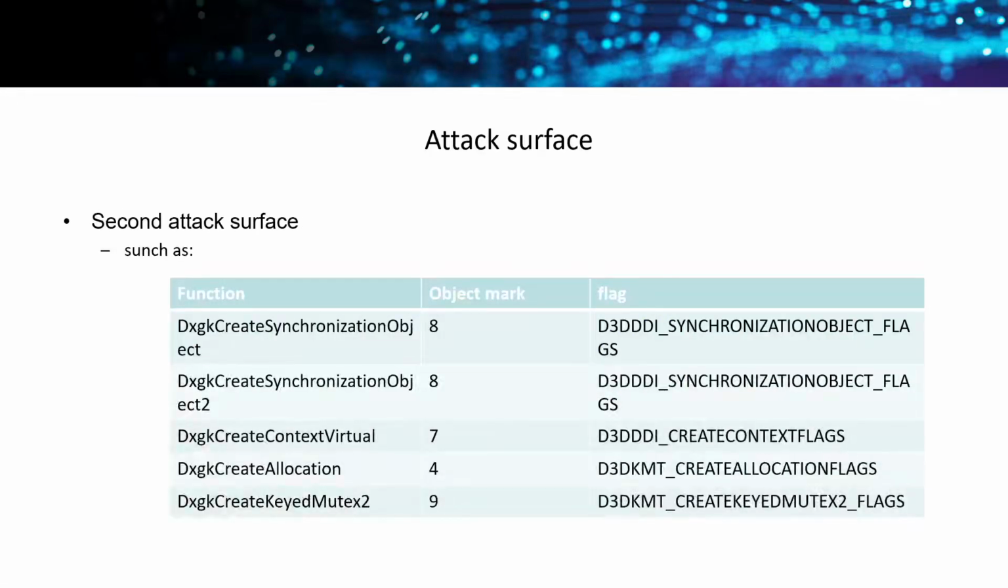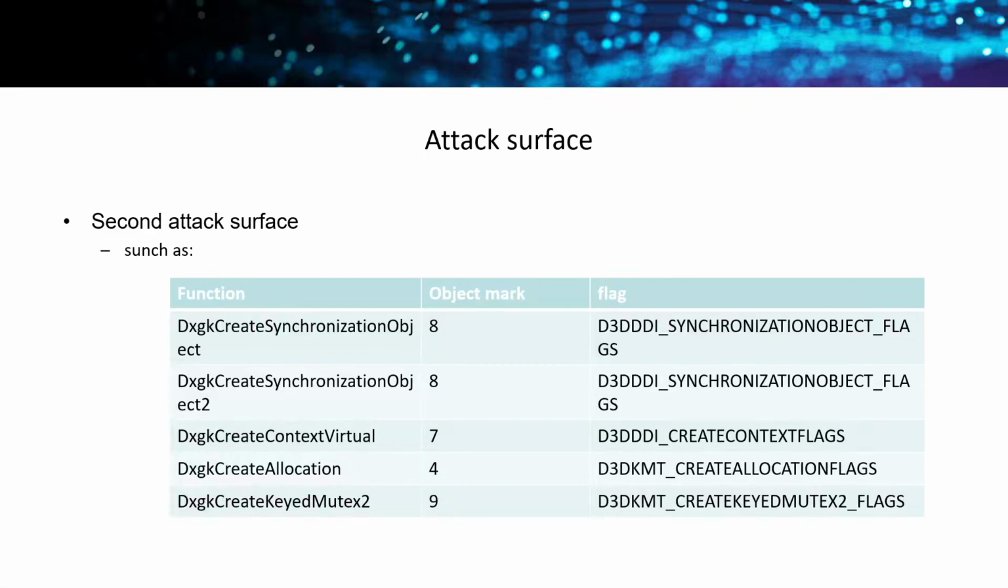The second attack surface I call getting more paths with different flags. We found that DirectX functions have many flag settings, which can create different kernel objects that affect the kernel, such as the create sync object function.